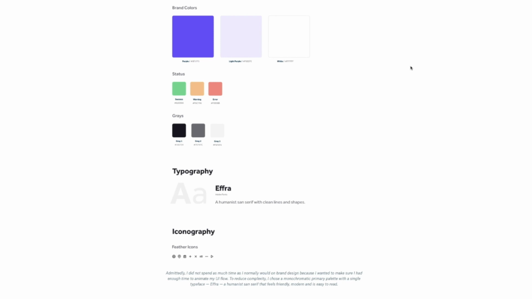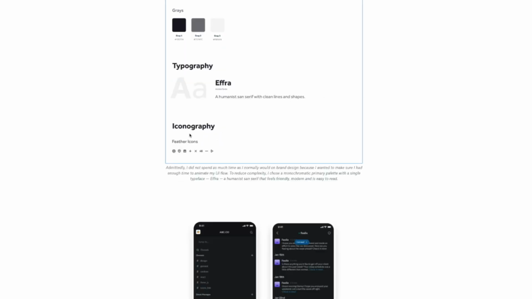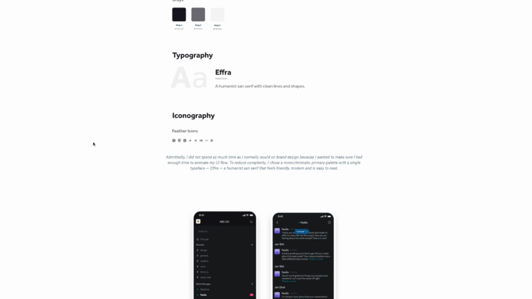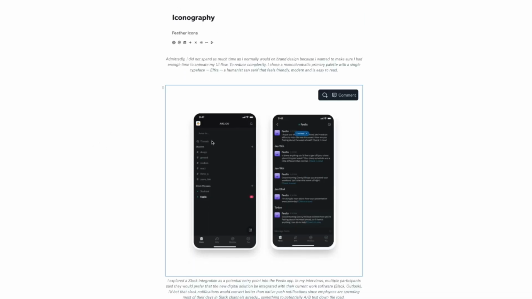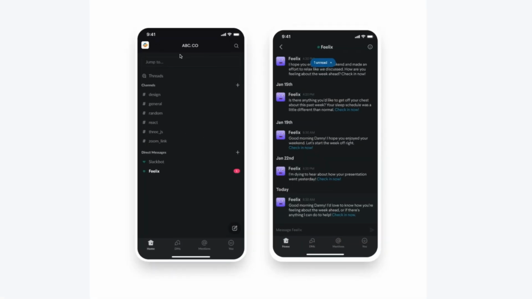So I actually thought this ID worked really well. Used some Feather icons here, didn't do any custom icon work. But yeah, here are the screens in high fidelity. So here's sort of how I was envisioning that Slack entry point, right? So you'd get a notification from Felix, which is like a Slack app.